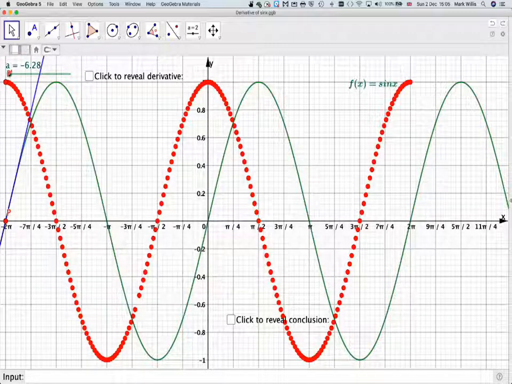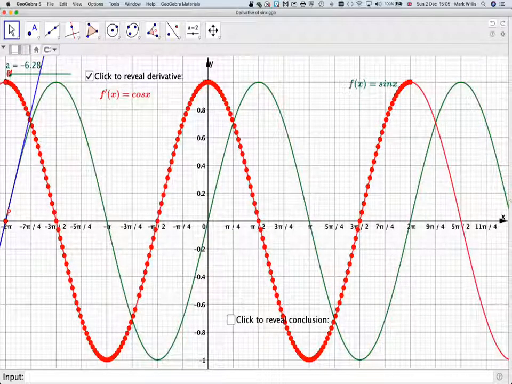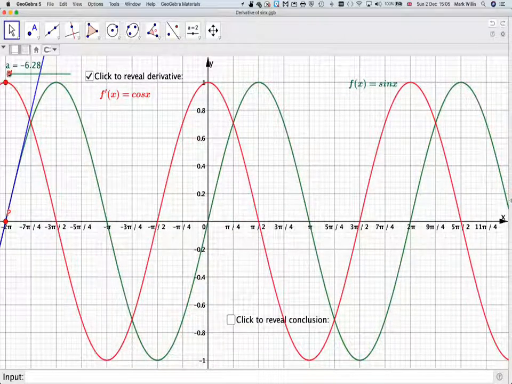Well, if you click here and then just slightly move the GeoGebra app, the dots will disappear, and then you can see that the red graph is in fact the graph of cos x. So the derivative of sine x is in fact cos x. So that's quite straightforward. So if you do differentiate sine x, you're going to get cos x.